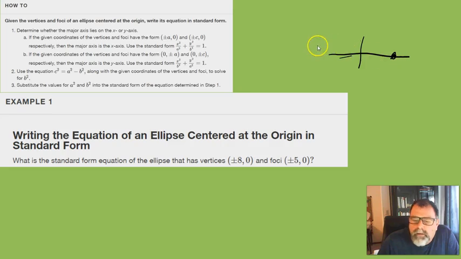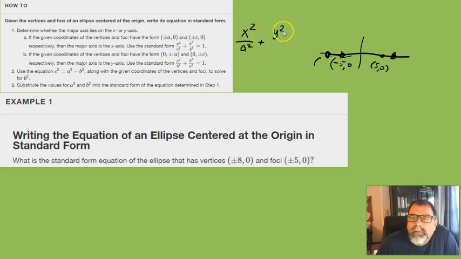So we got 8, 0, negative 8, 0. So the major axis is going to be horizontal, and the foci are going to be at plus or minus 5. Okay, so we know it's going to be along the x-axis, so we know it's going to be x squared over a squared plus y squared over b squared equals 1. We're going to use this one.